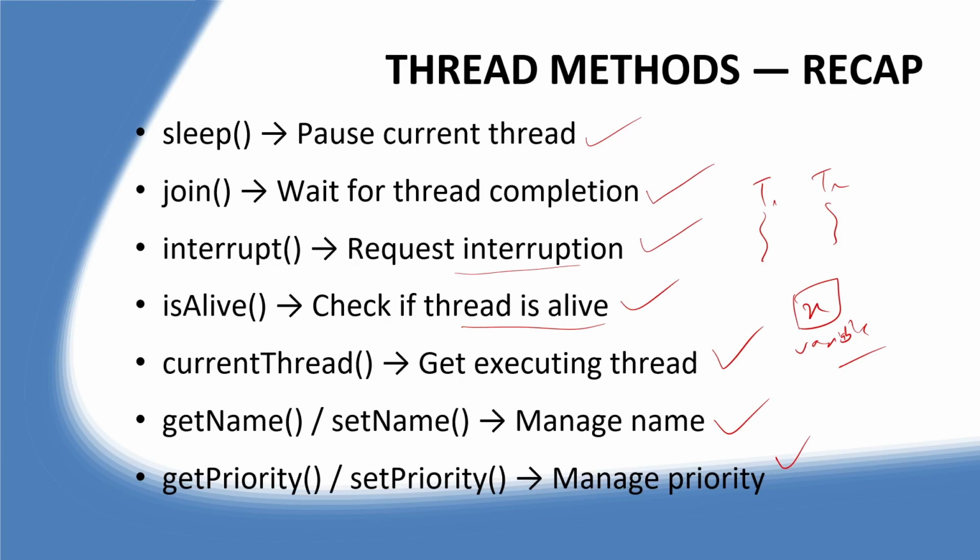Why does this happen? And how do we prevent multiple threads from corrupting the shared data? That's where race conditions and synchronization become essential. We will understand exactly how that problem occurs in the upcoming videos.